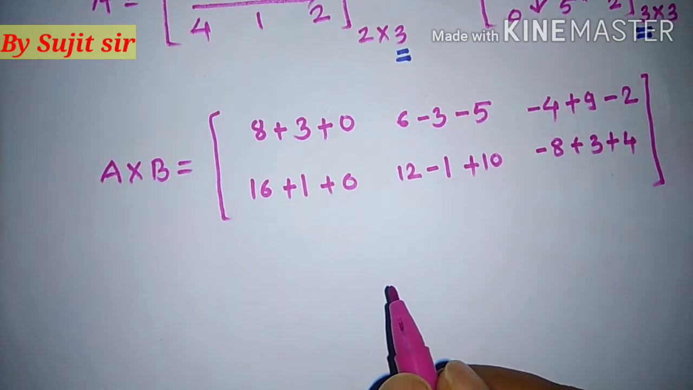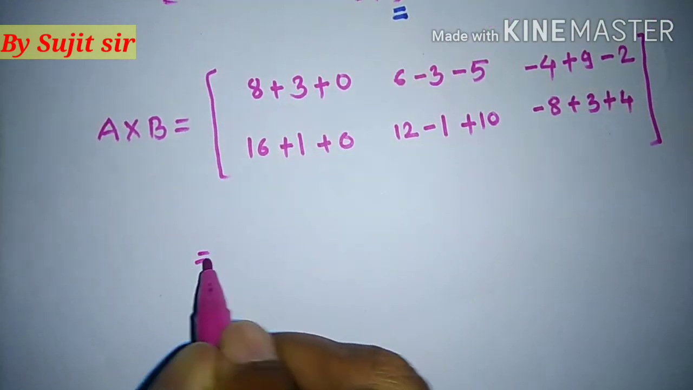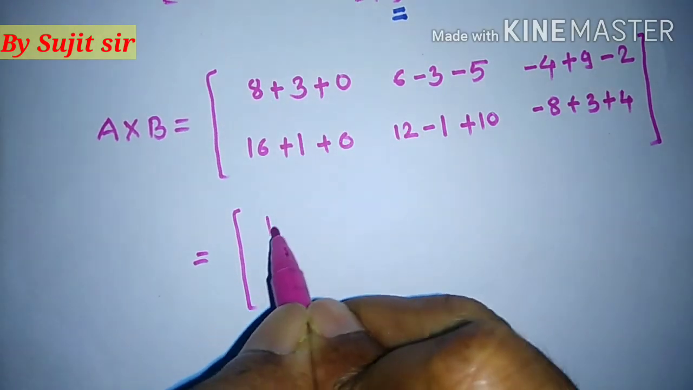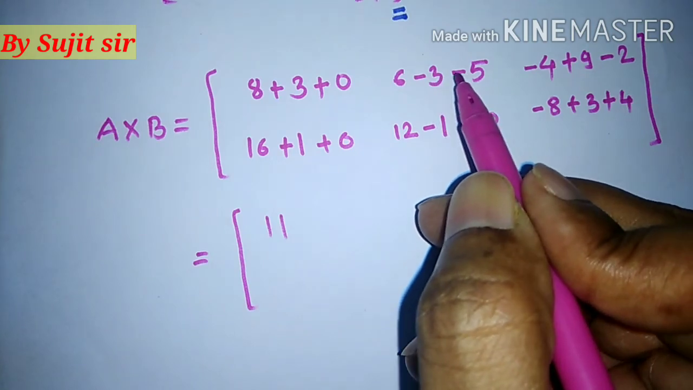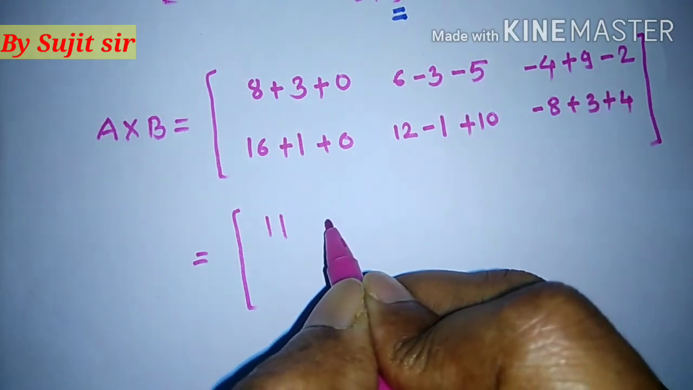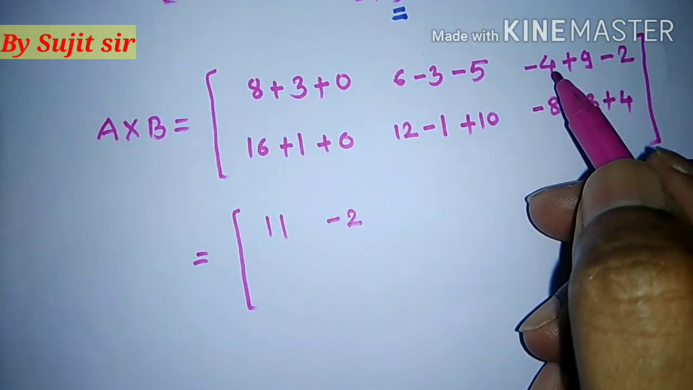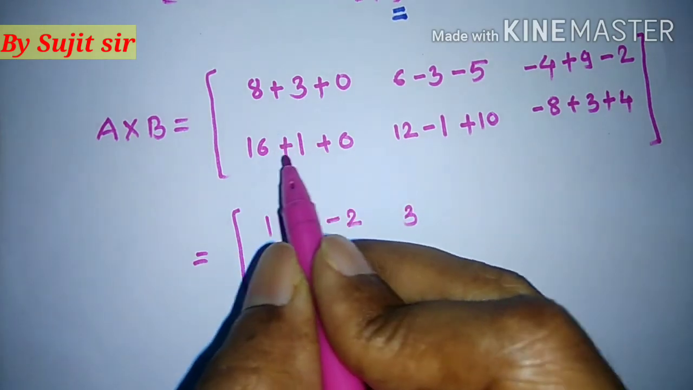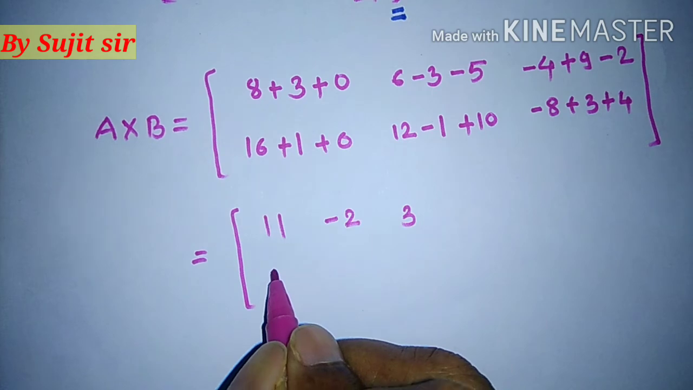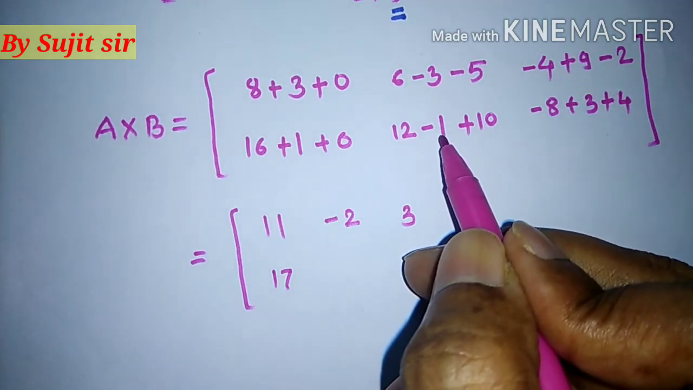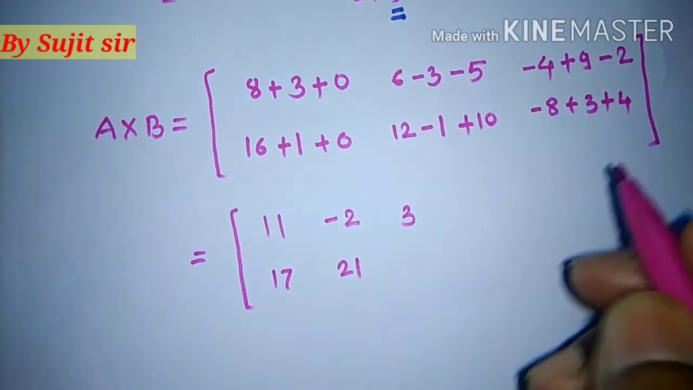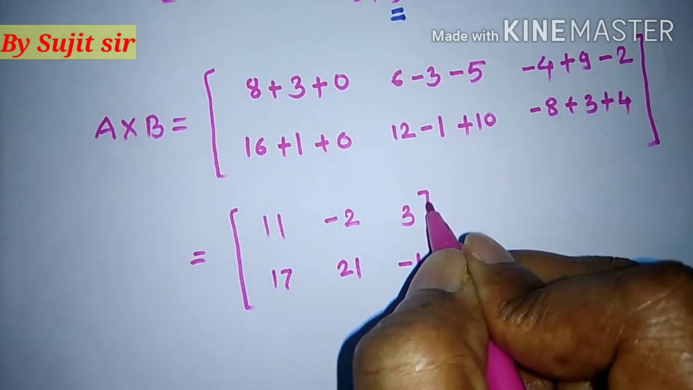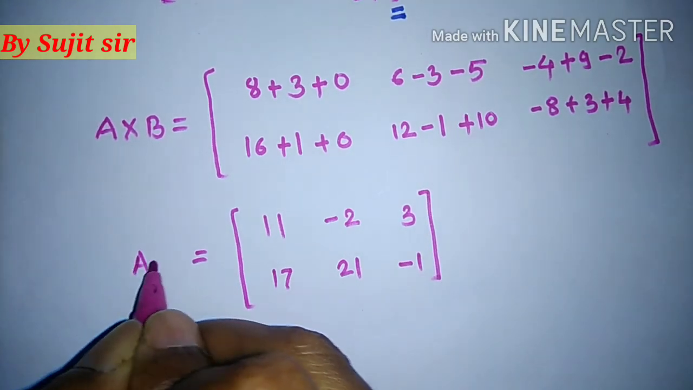Now let's take the sum of all these elements. So this is equal to 8 plus 3, 11, plus 0, so 11. 6 minus 3, 3, 3 minus 5, minus 2. And minus 4 plus 9, 5, 5 minus 2, 3. 16 plus 1, 17, plus 0, 17. 12 minus 1, 11, plus 10, 21. And minus 8 plus 3 minus 5, plus 4, minus 1. So this is the multiplication of matrix A into B.